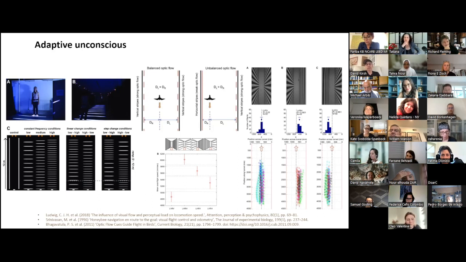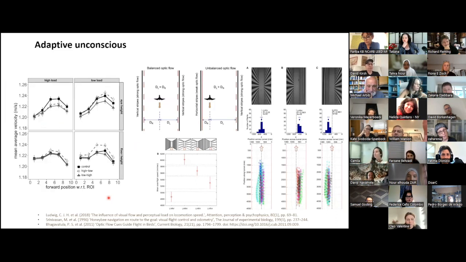And actually, not only people, even birds, honeybees, and bumblebees. For example, in one study, they showed that if you change the frequency of the lines on the floor, you can actually make people move faster or slower, depending on the structure and frequency of the lines. And even further, they showed that if you increase the cognitive load, the effect increases as well.